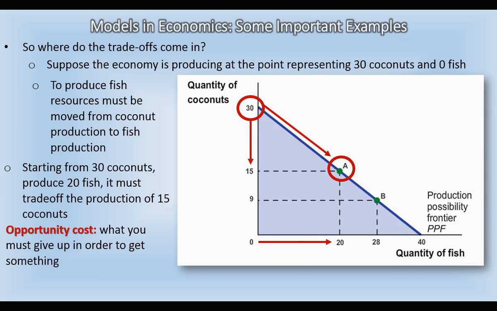So in this case, and in any case, when you're moving along the production possibility frontier and trading off, you are incurring an opportunity cost. Again, the opportunity cost, the concept defined last time, is what you must give up in order to get something. So in order to get the 20 fish, you had an opportunity cost of 15 coconuts.